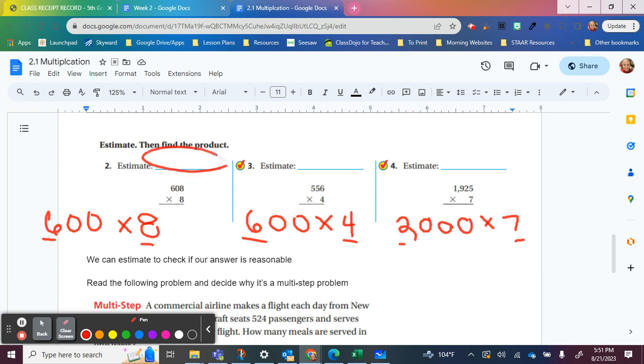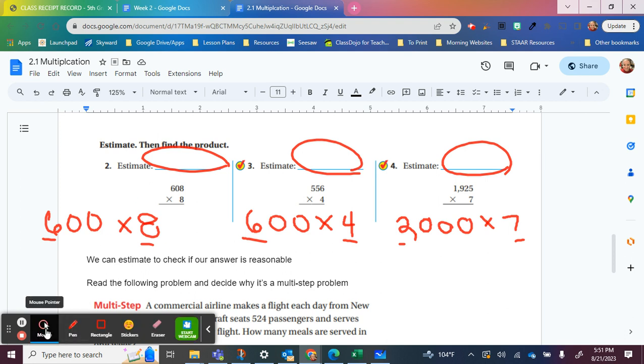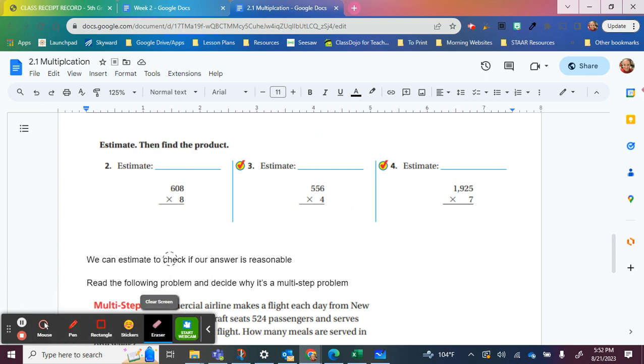So once you get your estimate, you're going to put that here, and then the problem here should be close in answer. They should be, not hundreds of thousands off or thousands off. It should be within a couple hundred. It should be pretty close. So if you get something that's way off, then that's when you're like, okay, let me check this and see if I made an error somewhere.